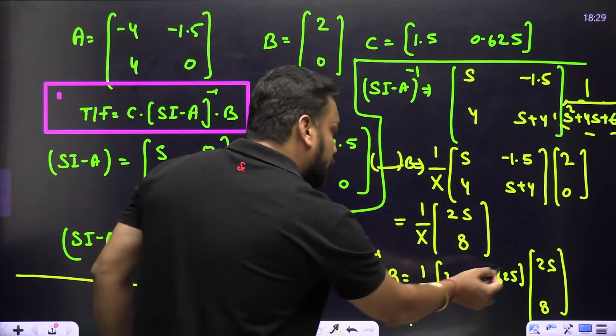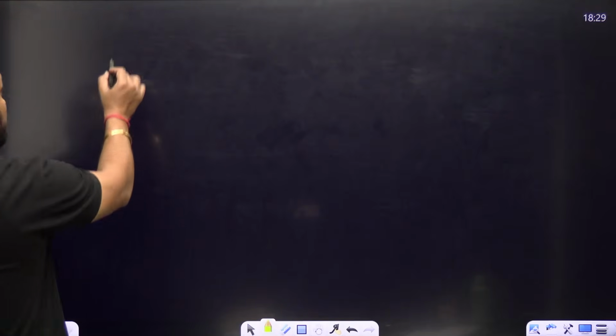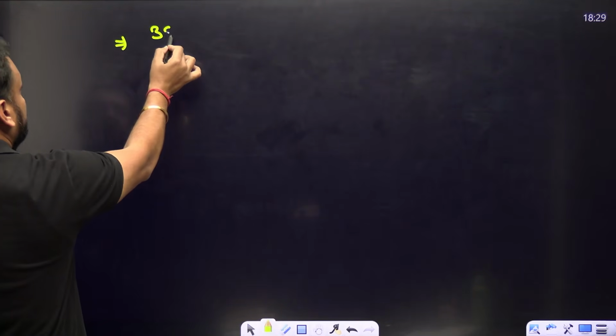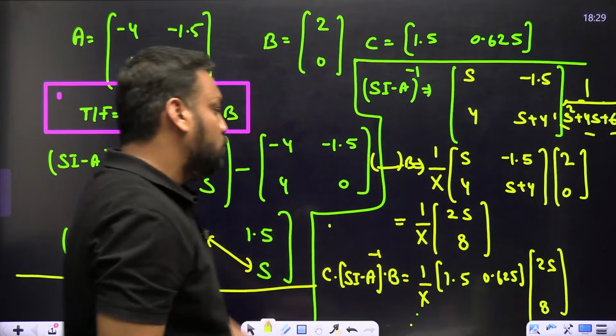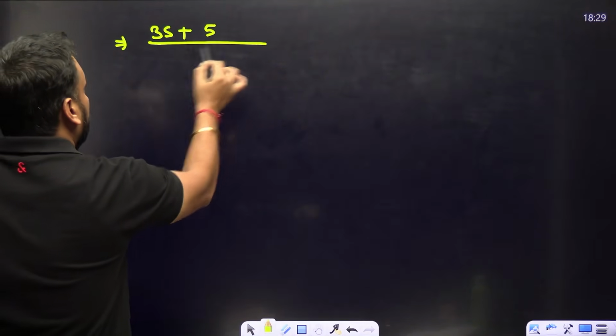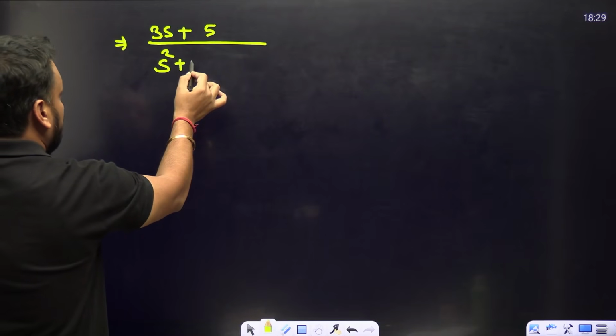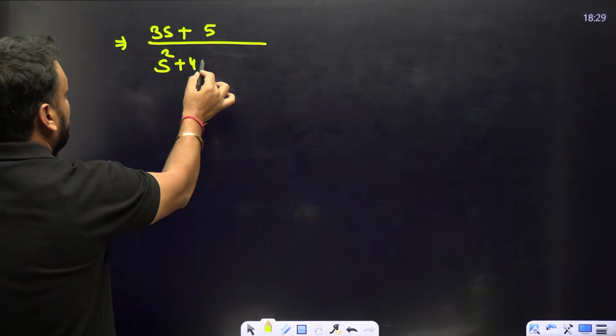So this 1.5 into 2 and this into 0. So 1.5 into 3s हो गया क्या? 3s हो गया. Final transfer function will be 3s plus when you will multiply 0.625 to 8, you will get 5. So 3s plus 5 upon s square plus 4s plus 6.